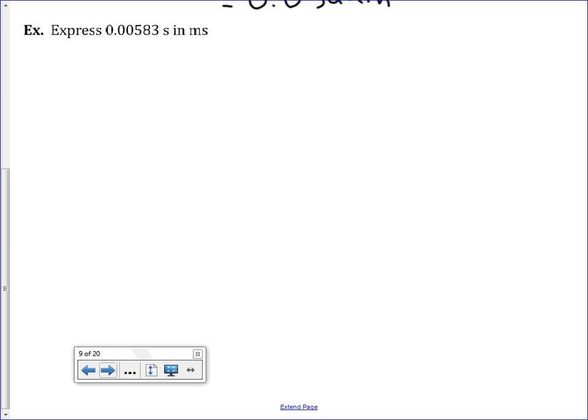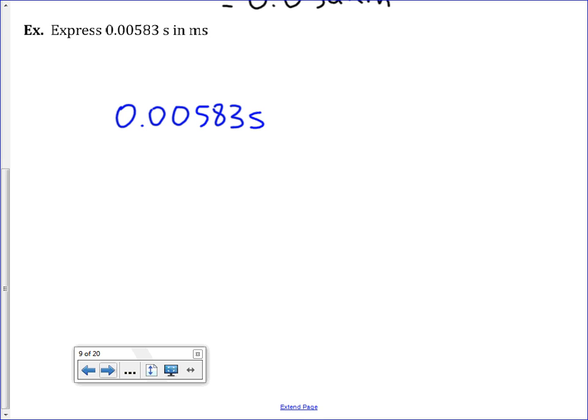In the final example, we're asked to express 0.00583 seconds in milliseconds. And this is just an example of using something other than length when we're converting. So same as before, we start with our number, that 0.00583 seconds.